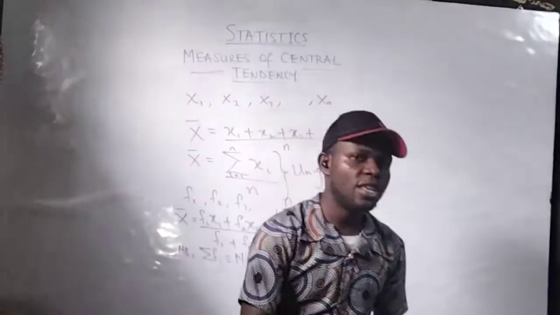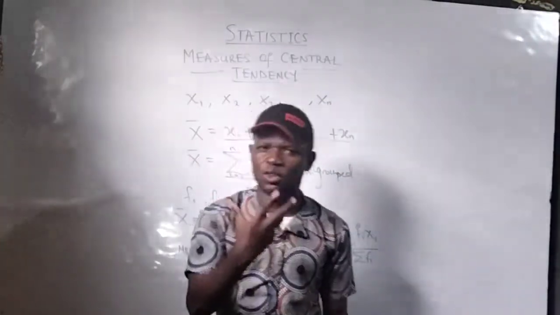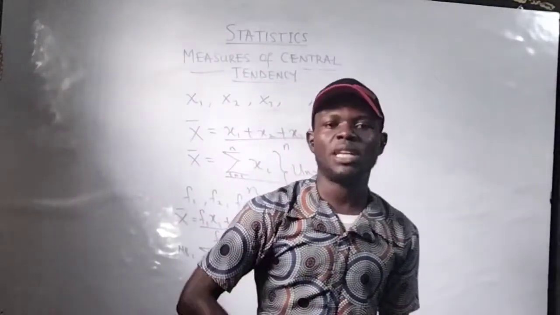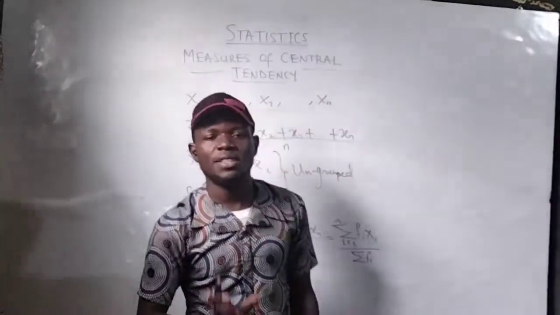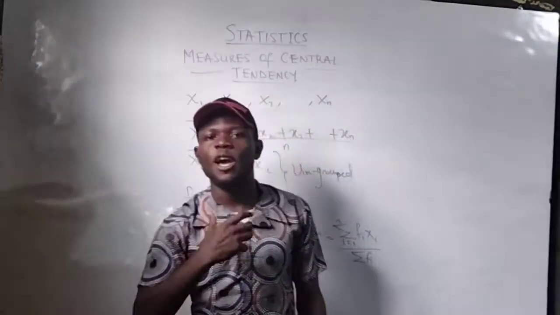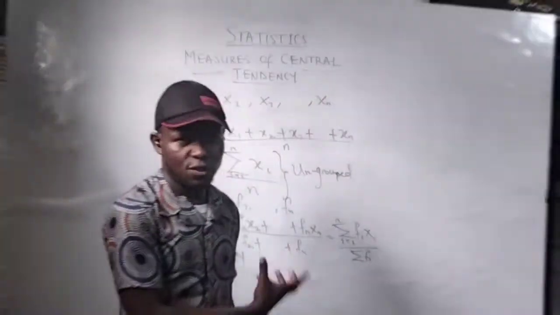It may be needed for me to define some terms to you, and that is frequency, like I just mentioned. What is frequency when it comes to statistics? Frequency is just the number of times that a given data appears in a given set of distribution. The number of times that the data appears in a given set of distribution is simply referred to as the frequency.